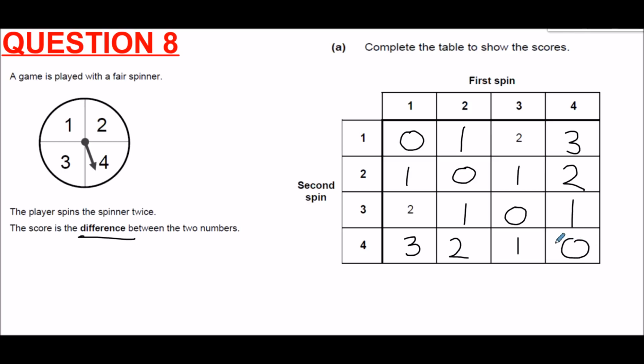And so you should find, hopefully, that your values will agree. If not, just think of what's the difference between the first spin and the second spin, and make sure that your answer is put in as a positive number. So that's the one for part A.